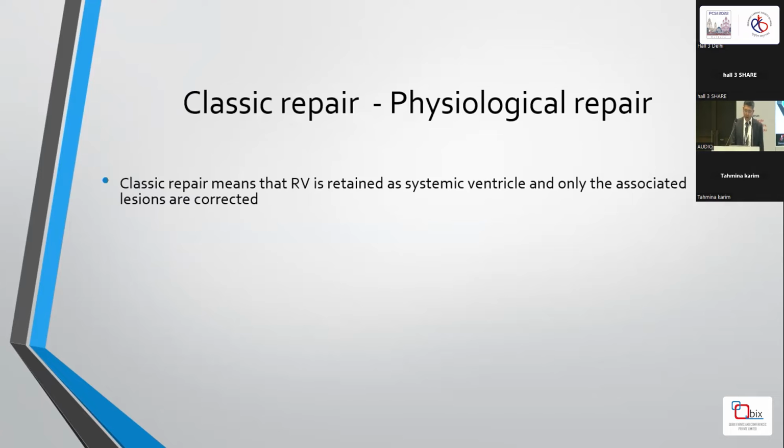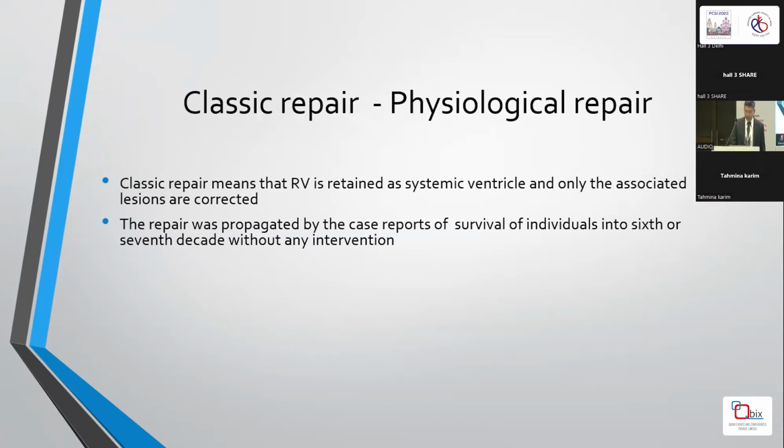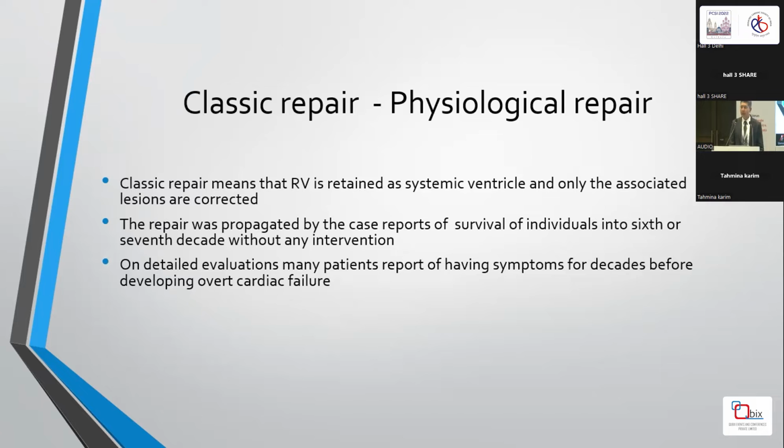One is the physiological repair. Physiological repair is when you just correct the abnormality, but you do not do the atrial or the arterial switch. You retain the RV as the systemic ventricle. The repair was initially propagated by the fact that certain CTGAs were discovered even in the 6th decade of life, enjoying a healthy life. But on questioning them, symptoms of CHF had actually occurred even decades before they presented to the hospital. And most CTGAs develop progressive TR and systemic RV dysfunction.